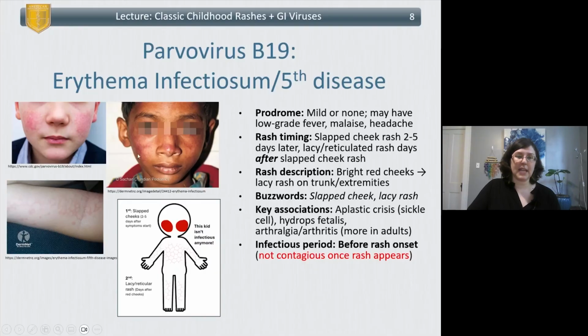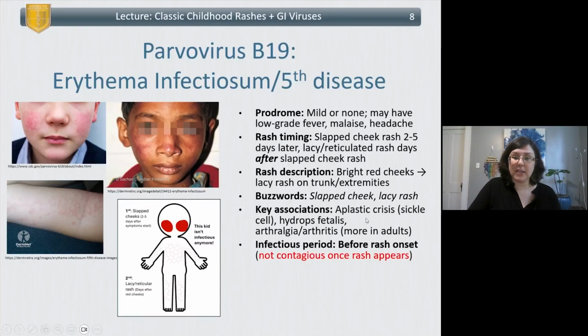And here's another example of the slap cheek rash. And then this is very particular. 2 to 5 days after symptoms start, you have the slap cheek rash. And then after the slap cheek rash, you have a lacy reticulated rash all over the body several days after the slap cheek rash. So you have slap cheeks, days later, a full body rash.